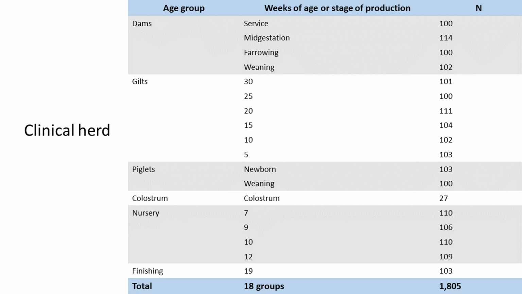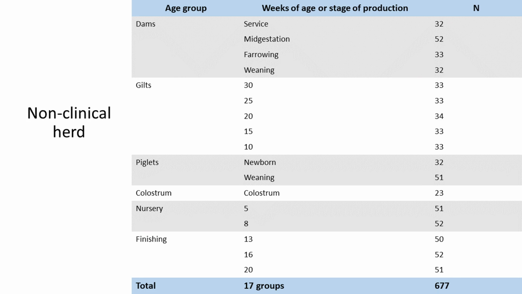Again, we targeted those dams in different stages of production, at service, at mid-gestation, at farrowing, and at weaning. Then we went into those GDUs to look at those replacement gilts, in increments of 5 weeks of age, starting at 5 weeks of age up to 30 weeks of age. We sampled some newborn and weaning piglets. We collected 27 colostrum samples. And then we went into those downstream sites, into the nursery and finishing sites, which we collected at 7, 9, 10, 12, and 19 weeks of age, for a total of 1,805 samples, which also included those 27 colostrum samples.